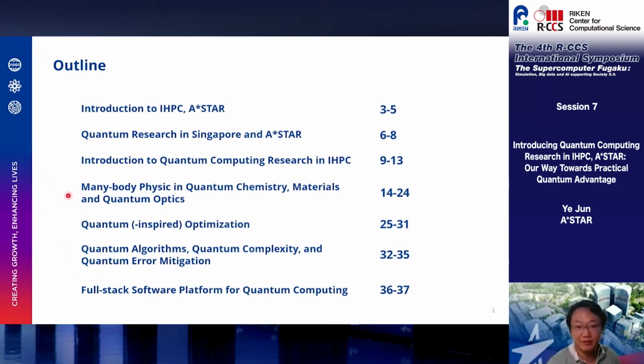One is many-body physics in quantum chemistry, material and quantum optics. The second one is quantum-inspired optimization. The third one is quantum algorithms, quantum complexity, and quantum error mitigation. And the last one is the full-stack software platform for quantum computing. I believe Sato-san in the morning also gave a very good introduction to some of the efforts that he has made in R-CCS.